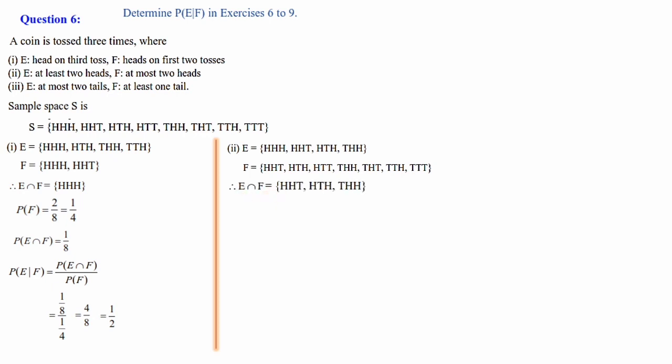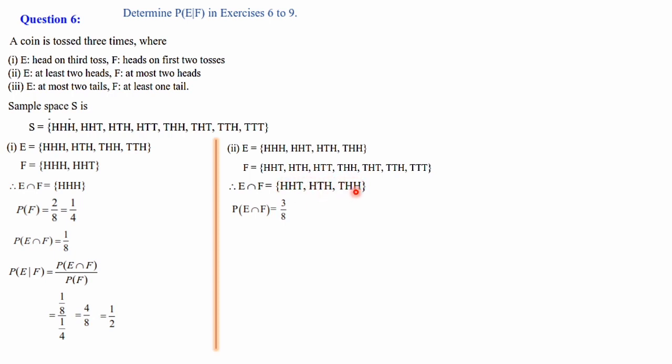E intersection F means there are common elements. Here HHT is common, then HTH is common, then here THH is common. So 3 elements are common. Then P of E intersection F means E intersection F has 3 elements.